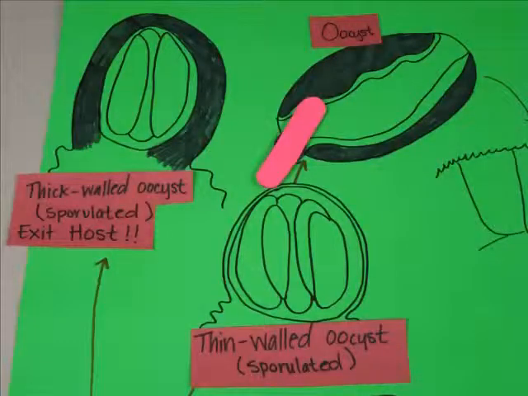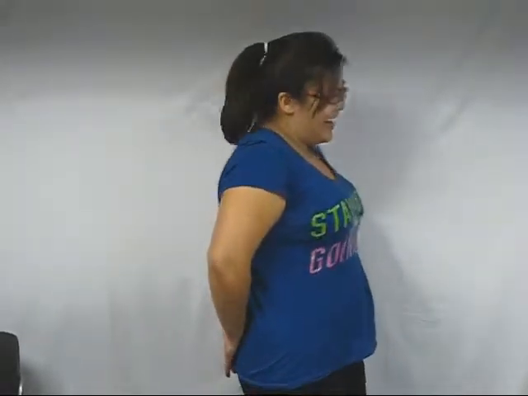Some of the oocysts have thin walls that allow them to reinfect the host by rupturing and releasing sporozoites. The thick-walled oocysts are excreted into the environment, and upon excretion, the oocysts are mature, infective, and can survive in the environment for months. Signs and symptoms are vomiting, stomach cramps, or diarrhea.